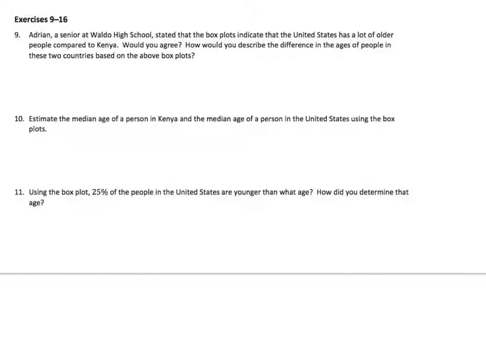Adrian, a senior at Waldo High School, stated that the box plots indicate that the United States has a lot of older people compared to Kenya. Would you agree? How would you describe the difference in the ages of people in these two countries based on the above box plots? So the population in the United States has a much greater percent of people in the older age intervals. If we looked at it, we have the United States there, Kenya there. So the U.S. definitely has more people in the older range.